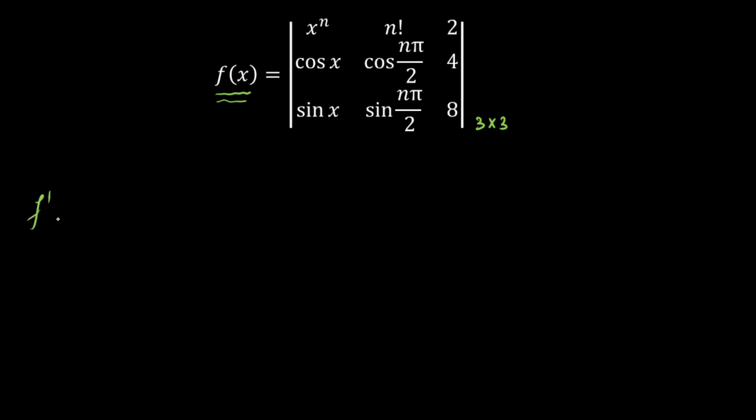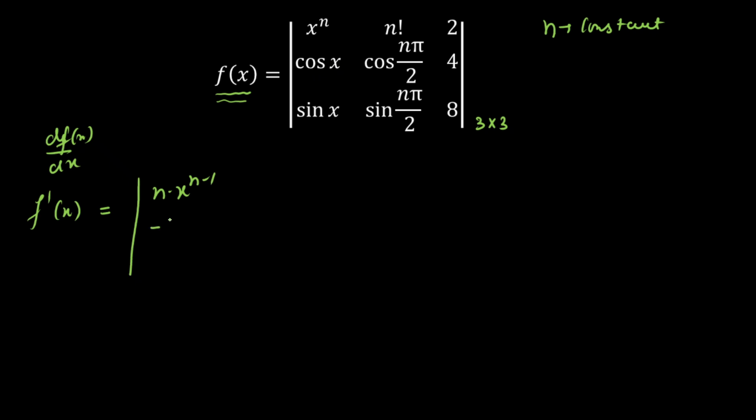So f dash of x, let me calculate f dash of x, that is nothing but dy by dx. I'm differentiating this function with respect to x. Now I'm differentiating first column. Now here n is a constant. It is given that n is a constant. So differentiation of x to the power of n, the first element will be n into x to the power n minus 1. Similarly, differentiation of cos of x with respect to x will be minus sin of x. Similarly, cos of x. Now second column and third column will remain intact.